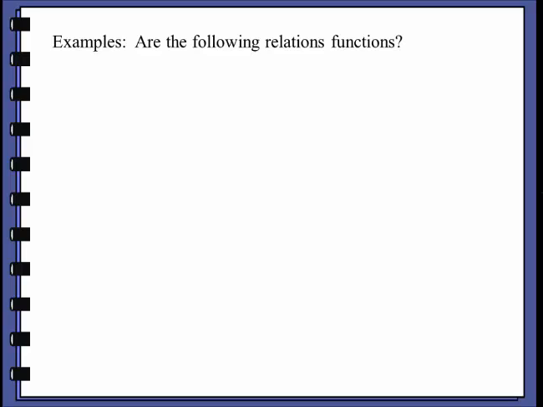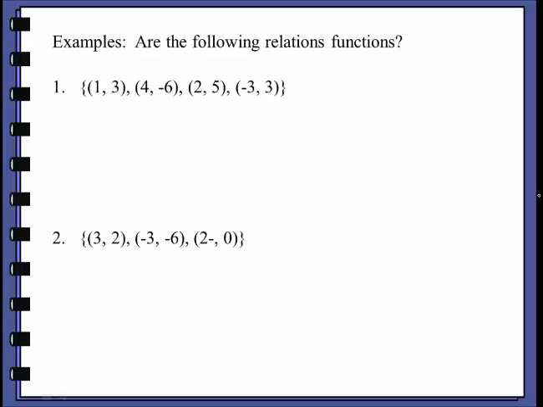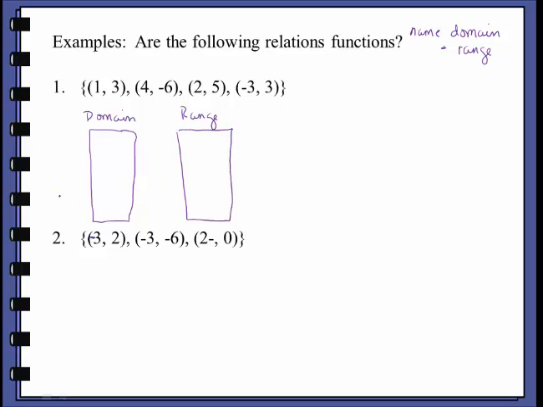So let's look at some examples. Are the following relations functions or not? We have two examples here. I find that the easiest way to start is by creating a mapping. We're also going to name the domain and range here, just to get some practice in for that. So I'm going to start by creating my boxes for domain and range. I have a box and I have another box, and they don't have to be perfect boxes.